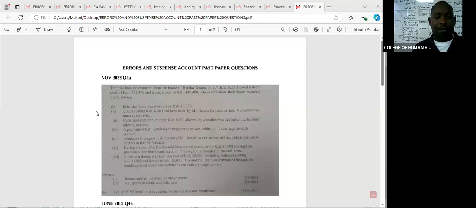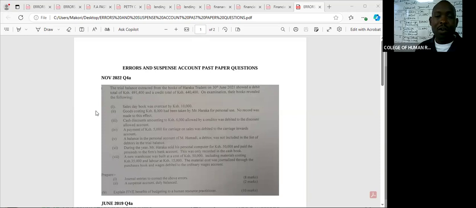Number 5. A balance in the personal account of M. Hamadi, a debtor, was not included in the list of debtors in the trial balance. M. Hamadi is a debtor. A debtor is an asset. And if it is an asset, in the trial balance, we know assets are supposed to be debited. So, on the debit side, we are missing that figure for M. Hamadi. So, M. Hamadi should be debited.